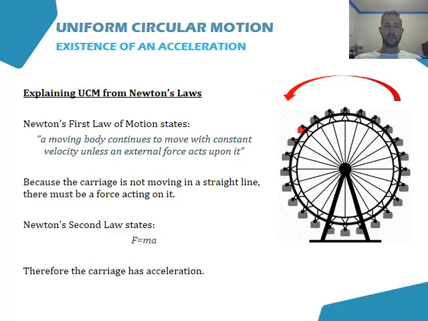So using Newton's laws to explain uniform circular motion, Newton's first law states a moving body continues to move with constant velocity unless an external force acts upon it. So because the carriage is not moving in a straight line, there must be a force acting on it. Newton's second law states that F equals ma, and this means that the carriage has acceleration.